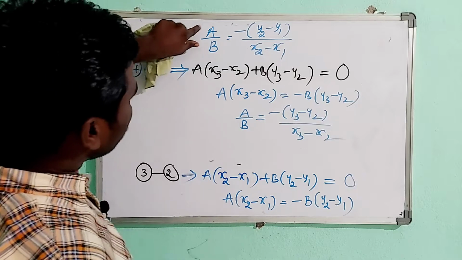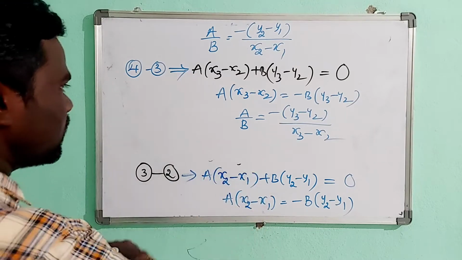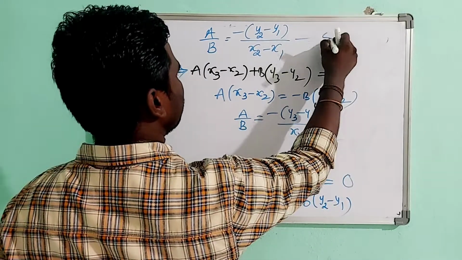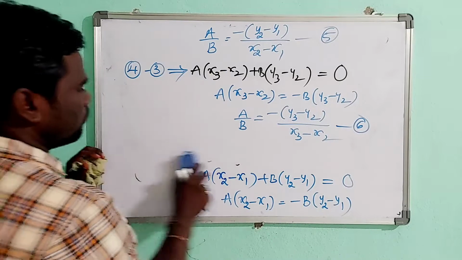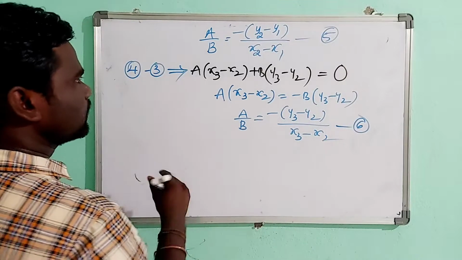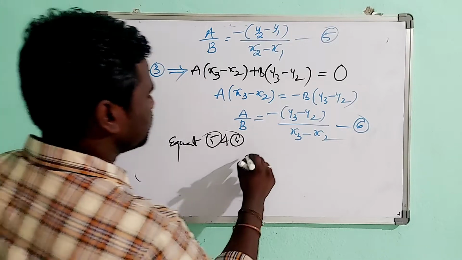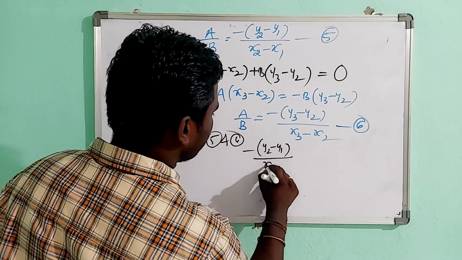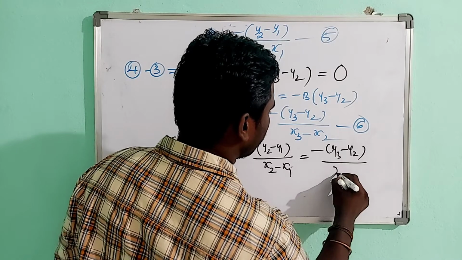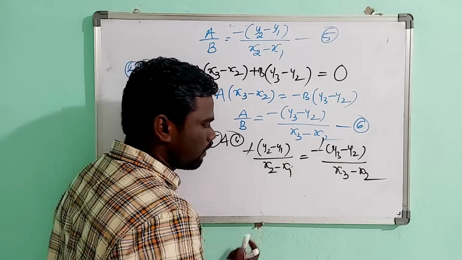So see here, a by b is minus (y2 minus y1) by (x2 minus x1), and here also a by b is minus (y3 minus y2) by (x3 minus x2). Now equate these two. We get minus (y2 minus y1) by (x2 minus x1) equals minus (y3 minus y2) by (x3 minus x2). The minus signs cancel, so we have (y2 minus y1) by (x2 minus x1).